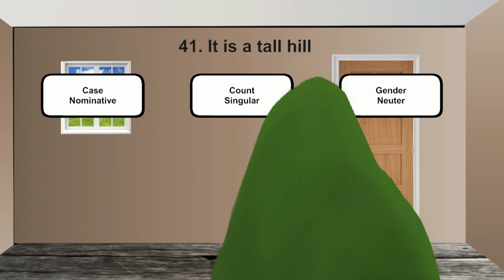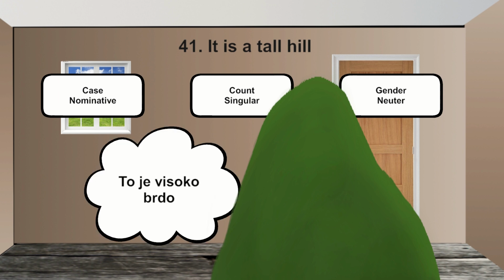Question 41. Pitanje 41. It is a tall hill. Neuter, singular. To je visoko brdo. To je visoko brdo.